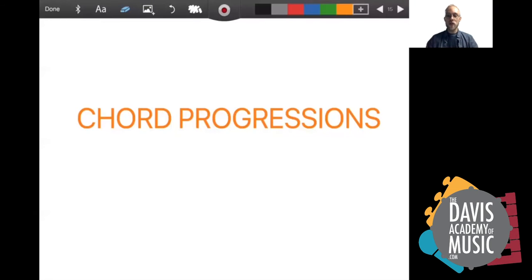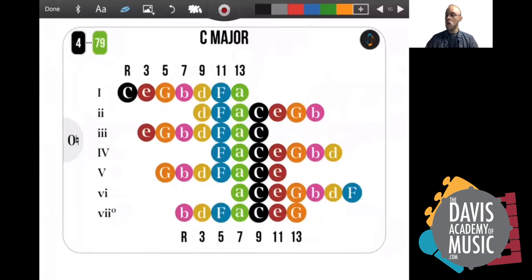In this lesson, I want to show you another graph that you can look at to see how to use chord progressions. One of my favorite graphs to look at when I'm talking about chord progressions is this graph here, because it's a holistic overview of all the chords in a specific key.